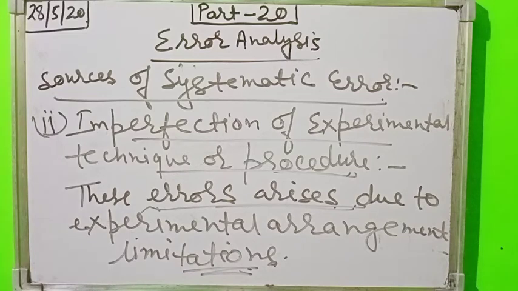Suppose you are weighing a certain substance in a fluid, then there is a buoyant force against the weight of the object. If that buoyant force is ignored, then there is error in the measured value. So such things are called imperfection of experimental technique or procedure. Now personal error.